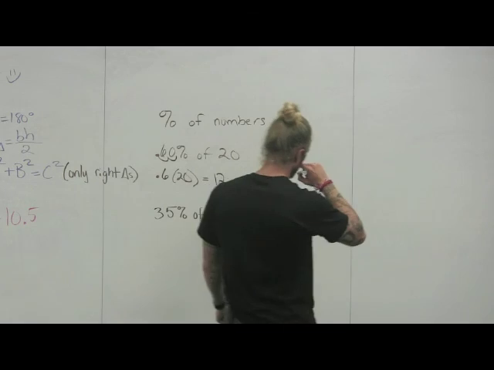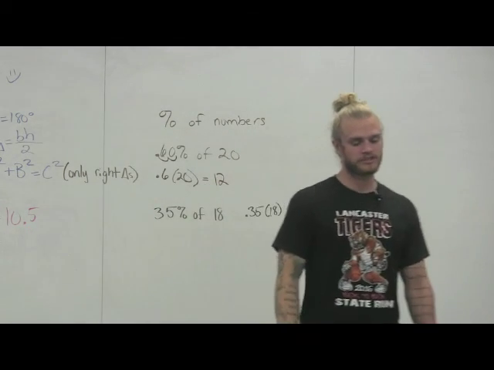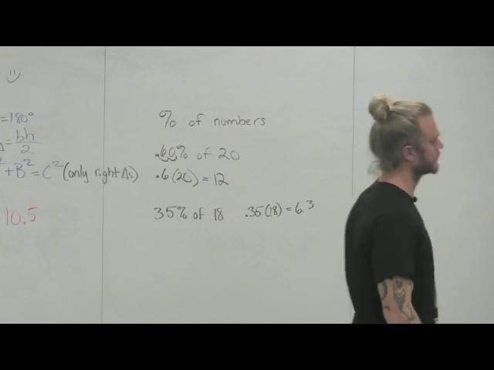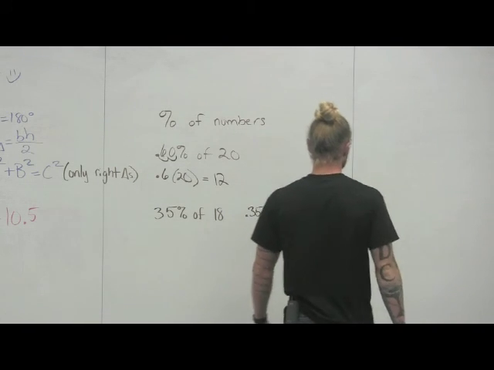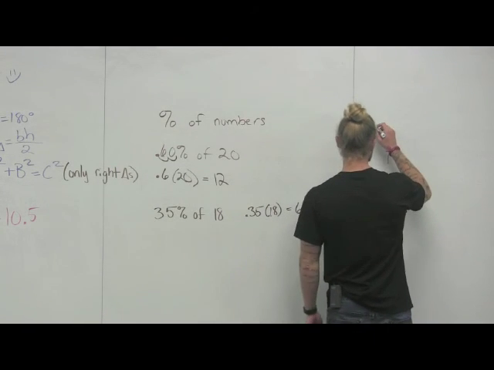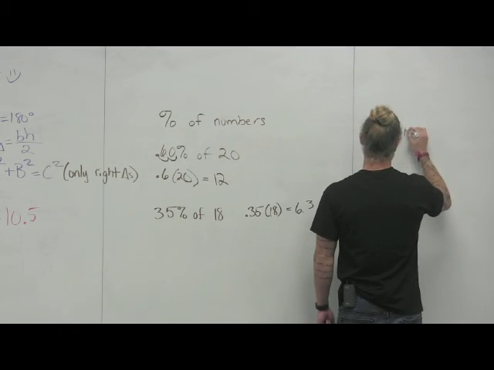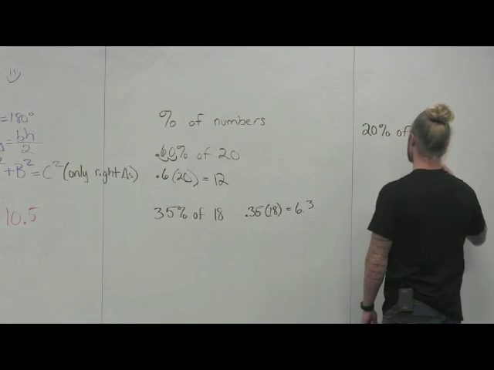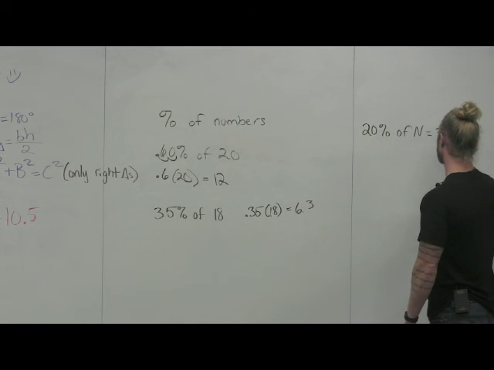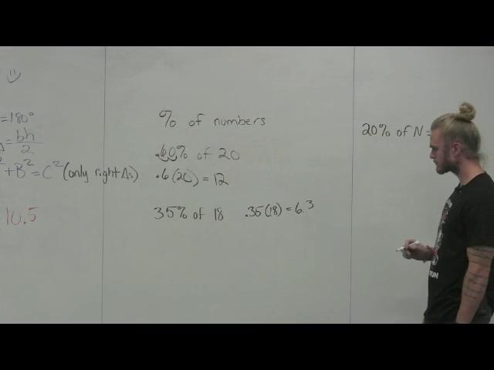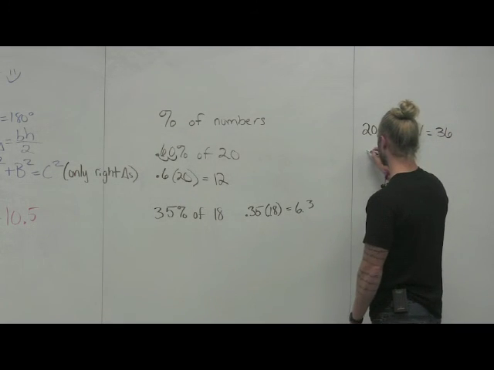Okay. Well, we're going to work through question number 23 together. So it says, what percent of a number? 20% of n equals what? 36. What's the next part of the question? What is 0.2% of n?